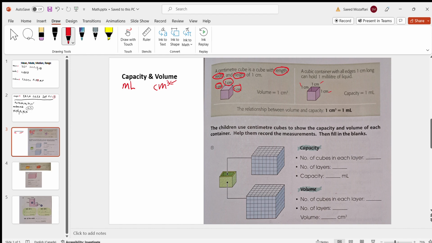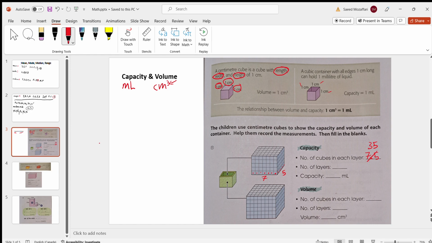Here, the children use centimeter cubes to show the capacity and volume of each container. Help them record measurements, then fill in the blank. The first one is number of cubes in each layer. Here we gotta see: 1, 2, 3, 4, 5, 6, 7. 7. Then 1, 2, 3, 4, 5. 5. Here will be 7 times 5, or simply 35.